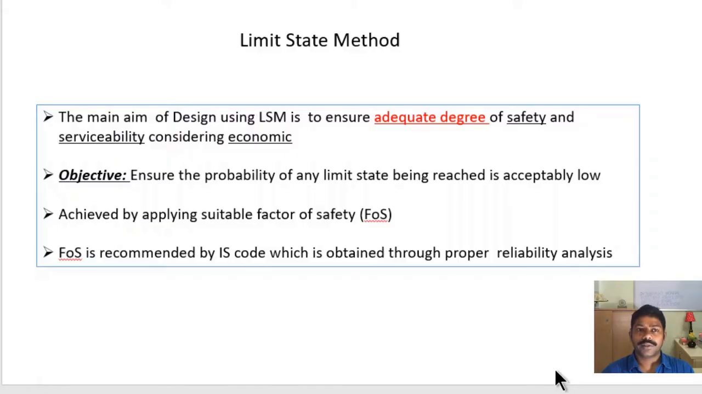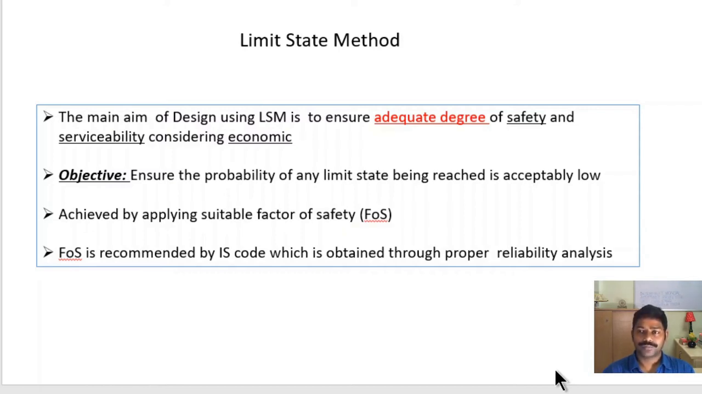In the working state method, we find that we are providing sufficient safety and serviceability since the area is coming more. For the same reasons, we are able to provide sufficient safety and serviceability, but it was not economical, and that led to the ultimate load method. In the ultimate load method, we observe that though we are able to provide sufficient safety, the serviceability criteria was ignored.